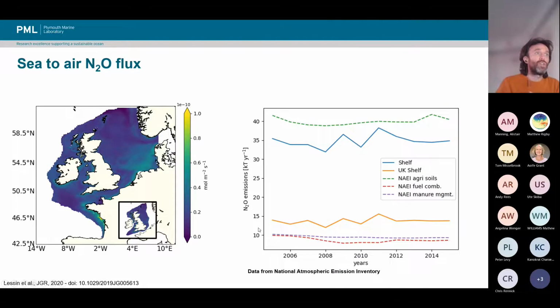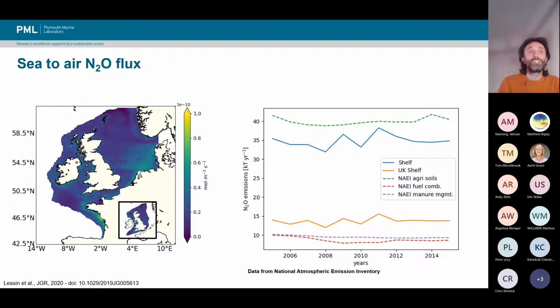And then if we want to compare these air-sea fluxes of N2O with the emission fluxes, sorry, that Tom was referring to earlier on, if you look at the total shelf, the blue line, that is about 35 kilotons per year. And if you look at the UK-only shelf, that's about 14, 15 kilotons per year, and are, say, close to the emission from agricultural soil in the case of the total shelf, or from fuel combustion for the UK-only shelf.